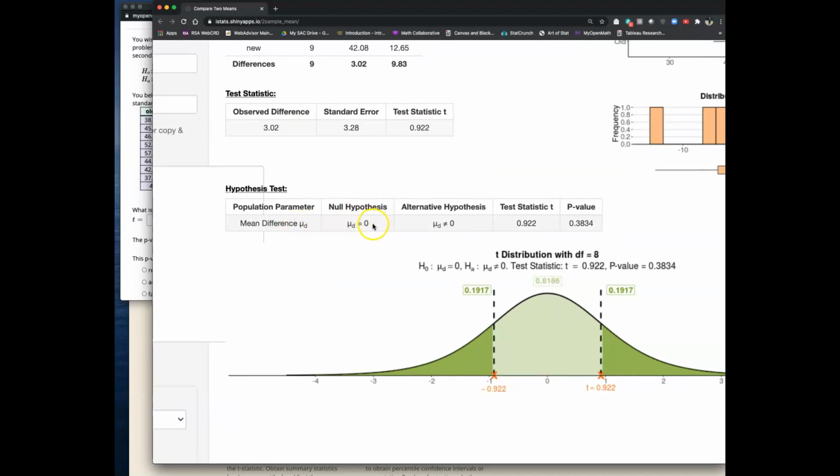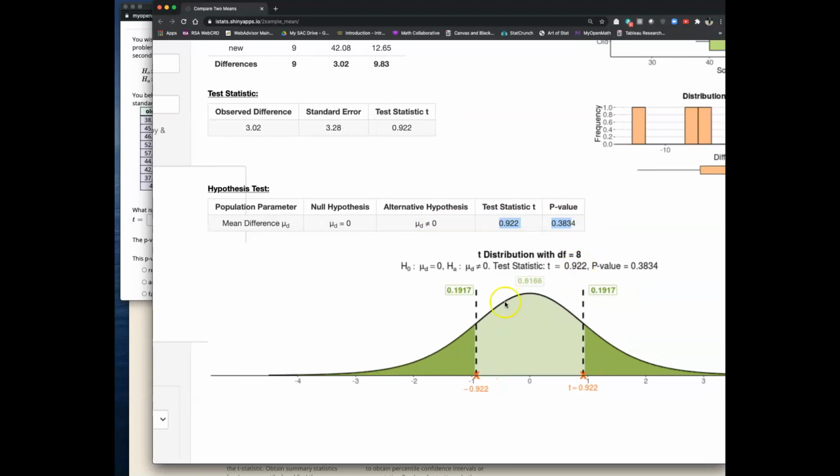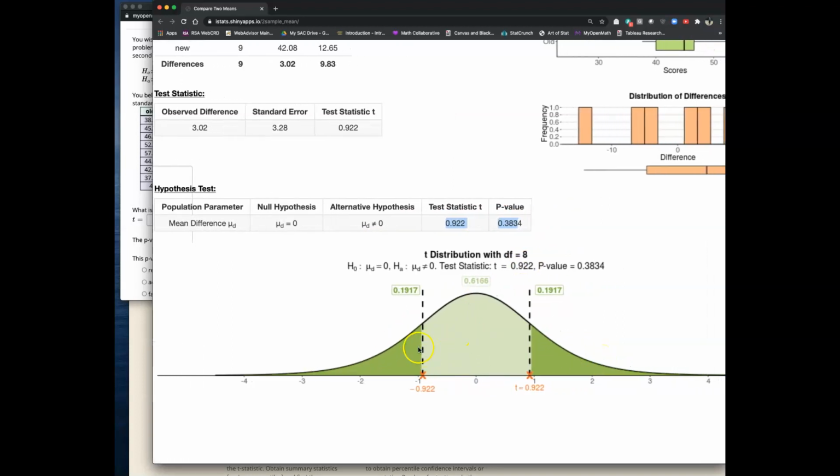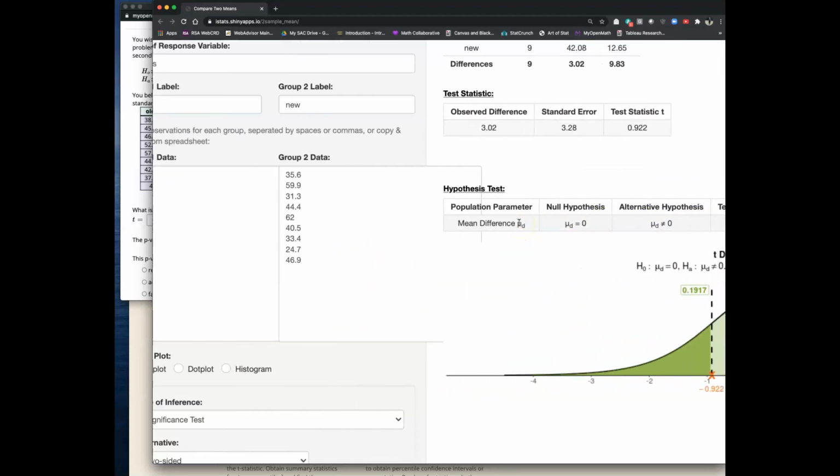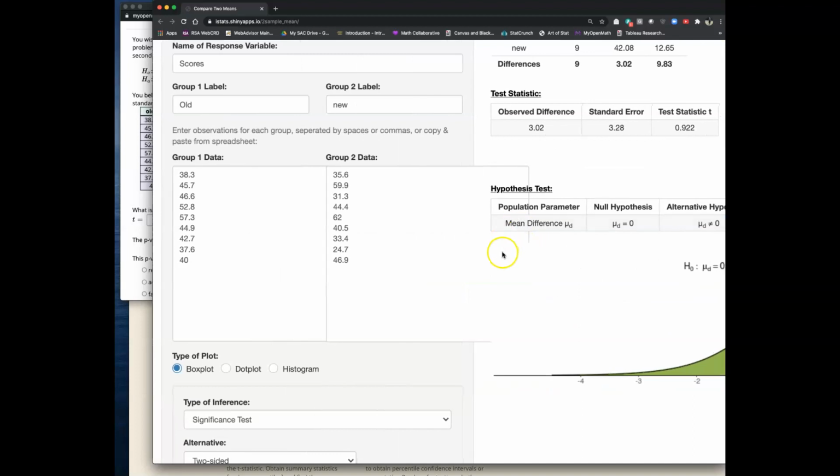And the null hypothesis is that the difference between those is 0 and the alternative is not equal to 0, and then you'd get your results here. Of course, you can see it in the distribution, the test statistic where it falls, and you will see you get 0.922, which is our test statistic. And since it's a two-tailed test, that's why you have this representation. But that's what you would do to run a paired t-test.